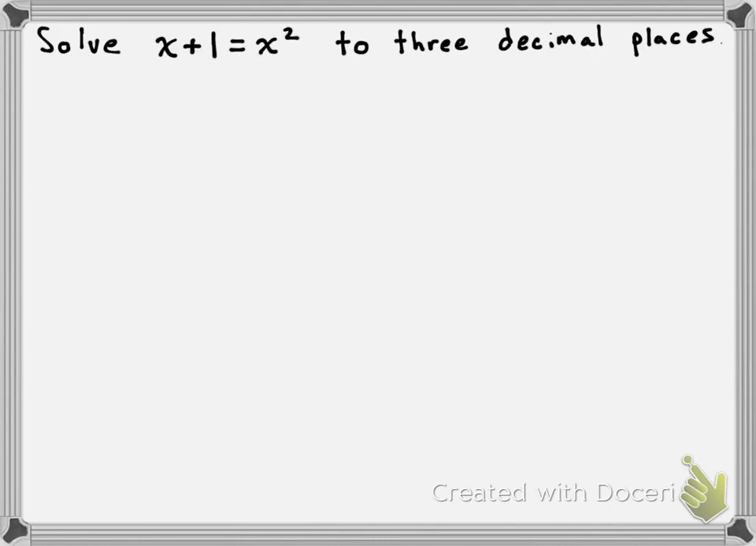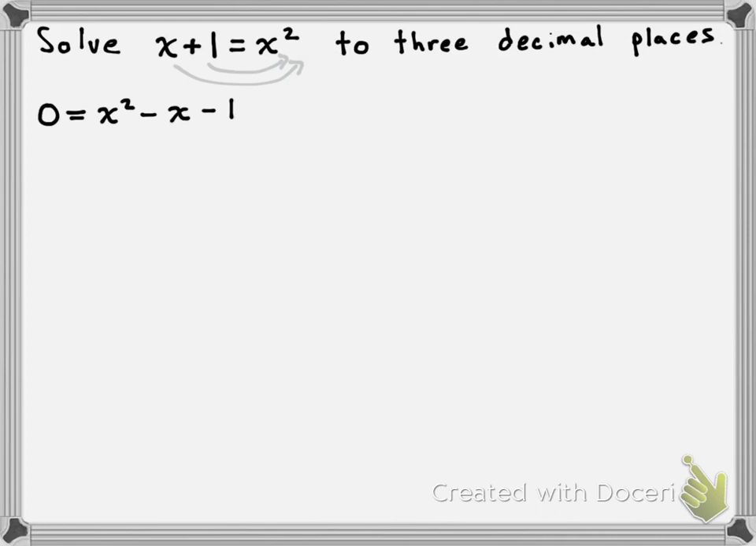So the first thing we're going to have to do here is move some terms over. I'm going to move the x and the 1 to the right side to go with the x squared. And that's going to leave me with 0 on the left side. So that means that we're going to have 0 is equal to x squared minus x minus 1. So this is now in standard form.